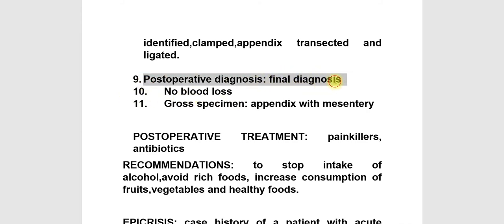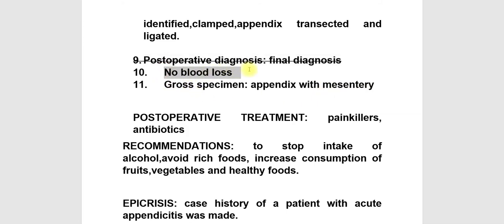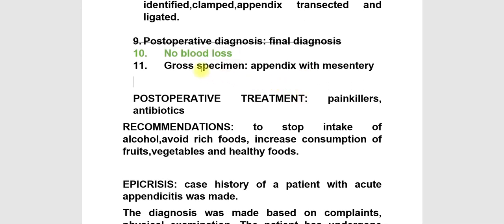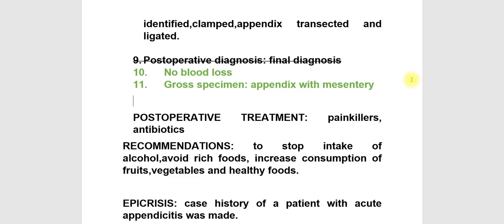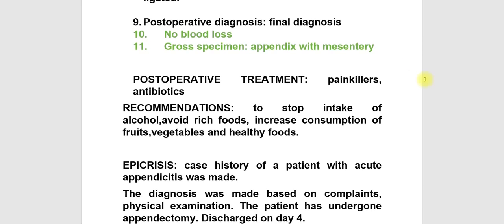Post-operative diagnosis. What does that mean? You mean that his diagnosis is diagnosis? This is something very strange. No, okay, no blood loss. That's great. That's a good surgery performed. Yes, very good. You described that the gross specimen is appendix with mesentery. You will further send it for pathologic examination, and you will then receive a confirmation that this is really a case of acute appendicitis. There is no tumor or other disease which mimics acute appendicitis.